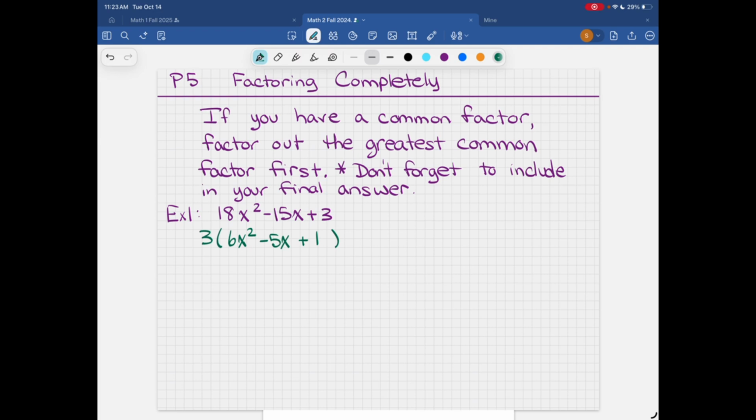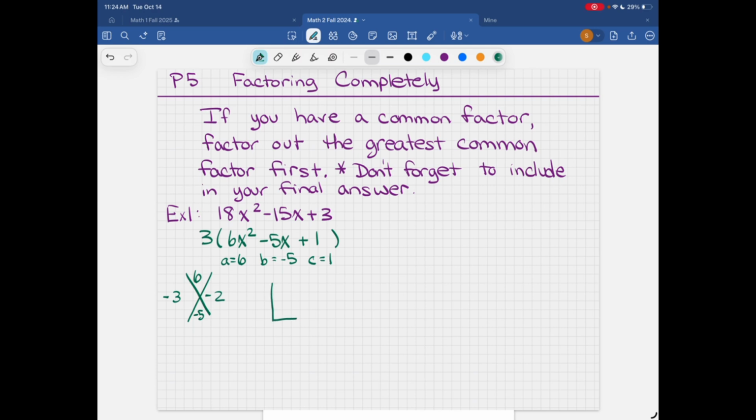Now you can go ahead and factor the trinomial 6x squared minus 5x plus 1 with a diamond box, just like we've been doing. A is 6, B is negative 5, and C is 1. Making a diamond, A times C is going to be 6, B is negative 5. I am looking for two numbers, and they multiply to be a positive, but their sum is a negative, so both numbers are negative. Negative 3 times negative 2 will give us positive 6. Negative 3 plus negative 2 gives us negative 5. So I'm on track right there.